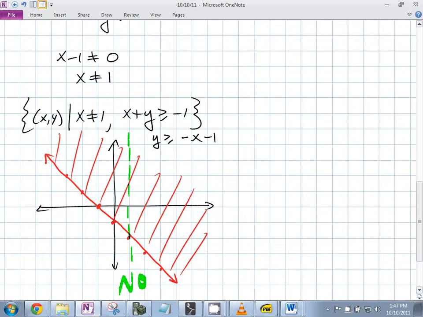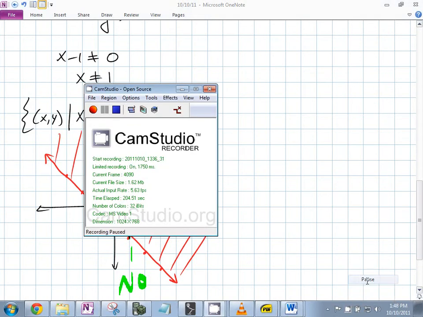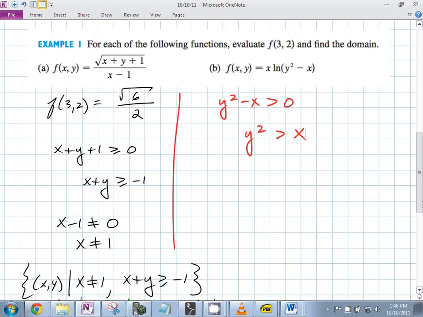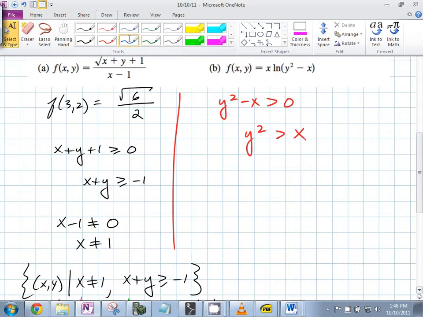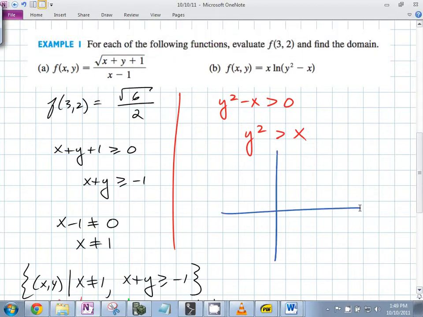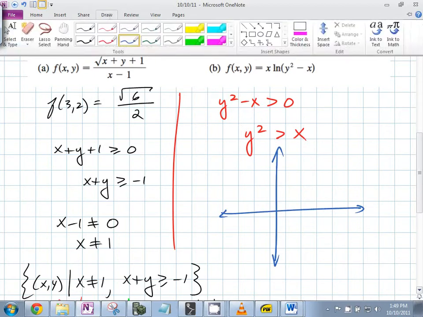Yes? Since you're super duper amazing calculus students, you should be able to graph that. y squared is greater than x. Yeah, you just change it like this. So this is a parabola facing which way? To the right, yeah. It's a parabola facing to the right, going through the origin. So you have this parabola going like this.